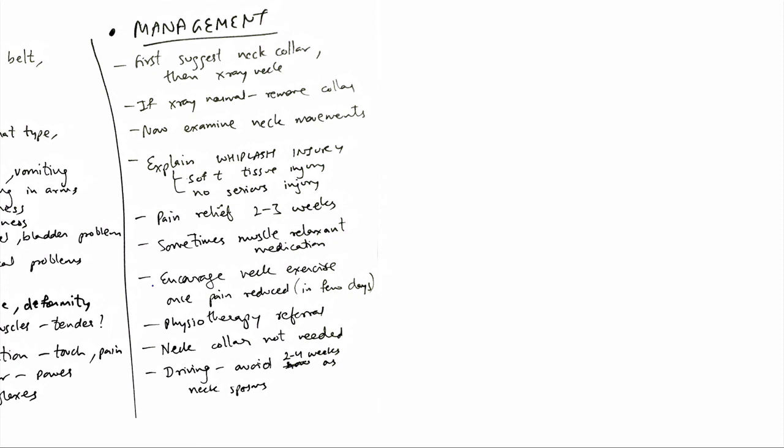The patient may experience pain and spasms for the next 2 to 3 weeks, so they will need pain relief. Sometimes muscle relaxant medications are also necessary. Encourage neck exercises once the pain has settled in a few days. Recommend that you will make a physiotherapy referral. Explain that neck collars are not necessary because they will weaken the muscles. And tell patients that because they are not able to turn their neck, they will not be able to drive for 2 to 4 weeks.